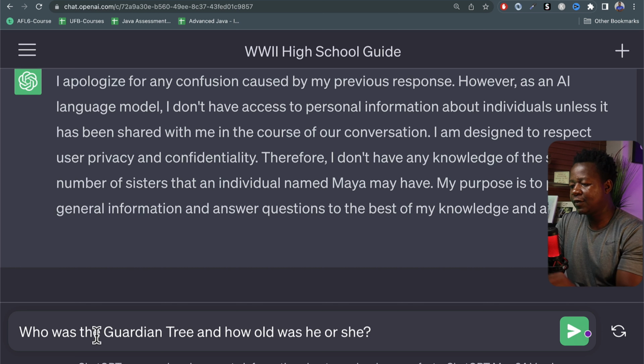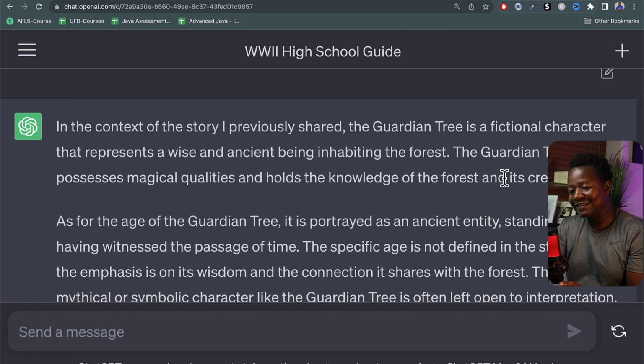Okay, there we go. "Now, in the context of the story I previously shared, the guardian tree is a fictional character that represents a wise, ancient being inhabiting the forest. So the guardian tree possesses magical qualities and holds the knowledge of the forest and its creatures." There we go. So ChatGPT went ahead and understood that the context in this case has to be the story that it wrote for us because we asked it to. And then we are now able to complete, or rather to have, this feedback loop, right?